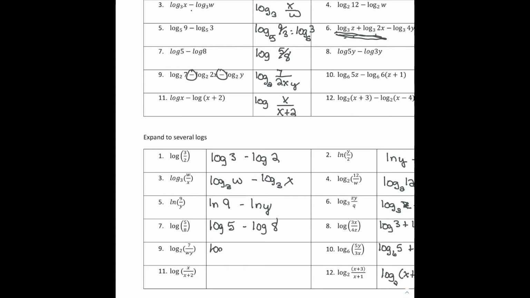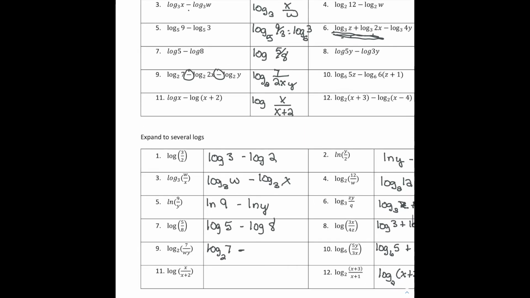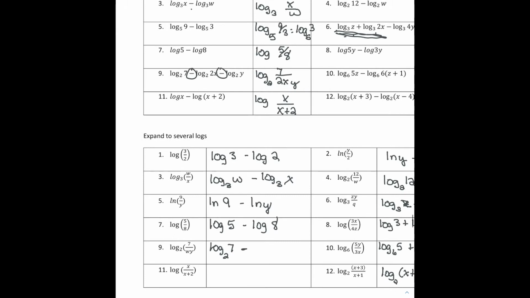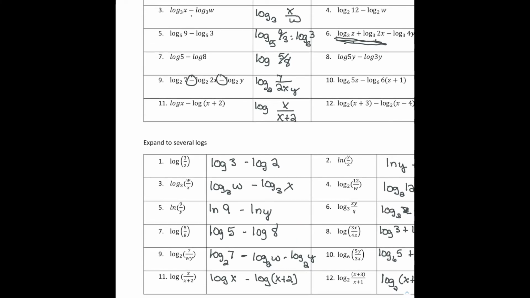This would be log base 2 of 7 minus, now notice both of these are in the denominator, so I would have to write that as log base 2 of w minus log base 2 of y. And then this one would be log x minus log parenthesis x plus 2. Okay, all righty. Now I want you to try problems 2 through 12.